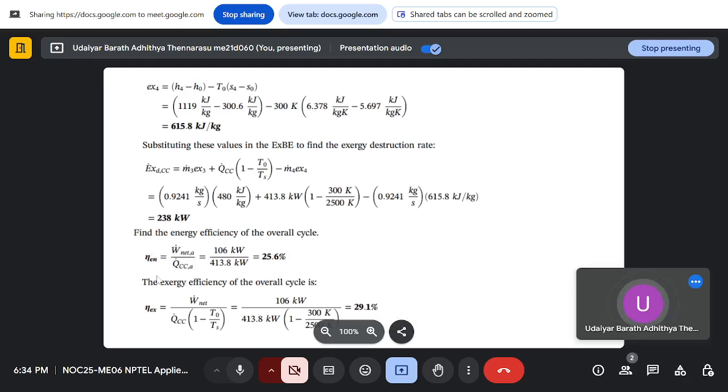So you see the energy efficiency, the thermal efficiency, is net work by your heat added. Heat added is 413.8 kilowatt, and net work is 106, so it comes out to be 25.6%. And exergy efficiency is net work by your actual maximum work which you can get. So if you use a Carnot cycle, that's what it gives. Q into (1 minus T0 by Ts), so it will come out to be 29.1%.